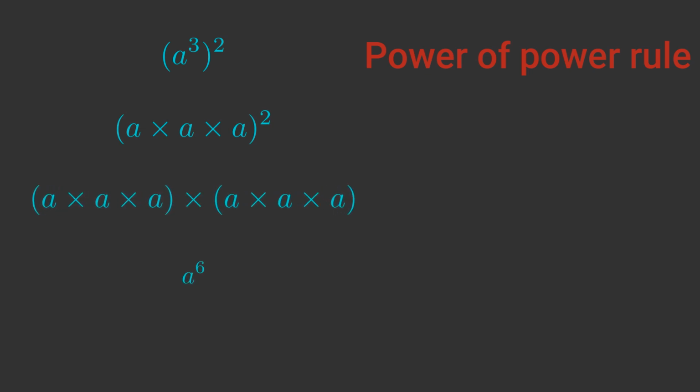For the power to a power rule, we will look at a cubed, all squared. This is a cubed times a cubed. Expanding that gives 6 terms in a, which is a to the power 6. In general, a to the p raised to the power q is equal to a raised to the power of p times q.